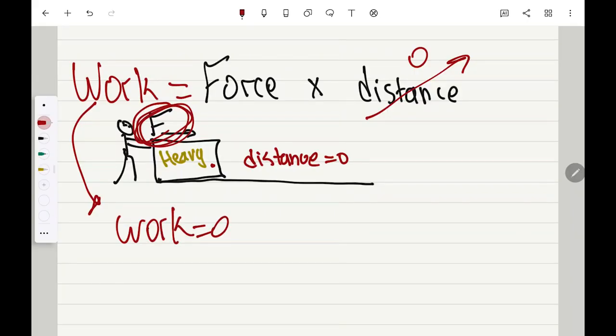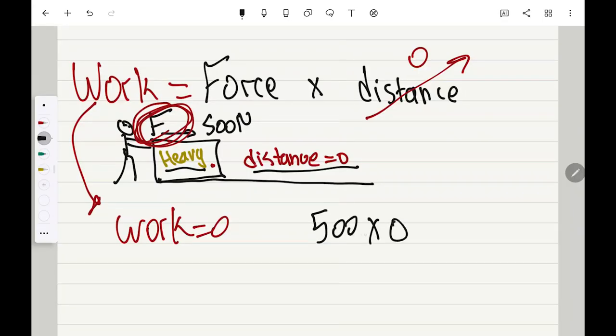Okay, and let's take it in numbers for you to understand. Imagine that the man was applying 500 newtons trying to push the box forward. Again, it's too heavy, it doesn't move, the distance is 0. You go on the formula, you put instead of the force 500 newtons, you multiply it by the distance, which is 0, and we know that any number multiplied by 0 is going to give us 0. So therefore, work has to have both of those conditions in order for it to exist.